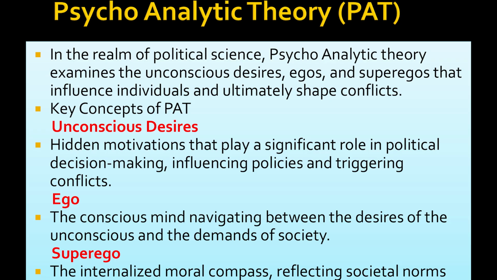The sixth theory is psychoanalytic theory. In the realm of conflict studies, psychoanalytic theory examines the unconscious desires, egos, and superegos that influence individuals and ultimately shape conflicts. The key concepts of psychoanalytic theory are the following. 1. Unconscious desire. As I said earlier, it examines unconscious desires, egos, and superegos. So, unconscious desires are hidden motivations playing a significant role in political decision-making, influencing policies, and triggering conflict.